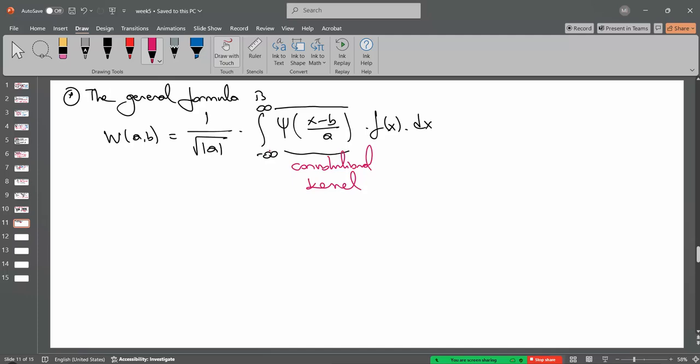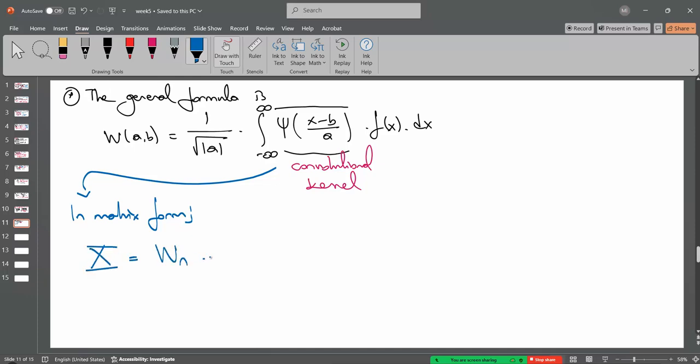Okay, and also in the matrix form we get the same pattern, Wn times x. Okay, it's the same analogy, but the Wn is created.